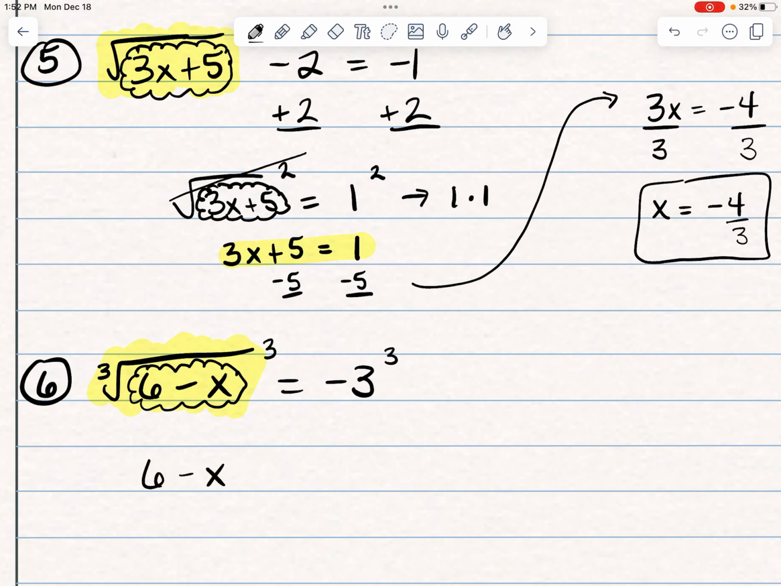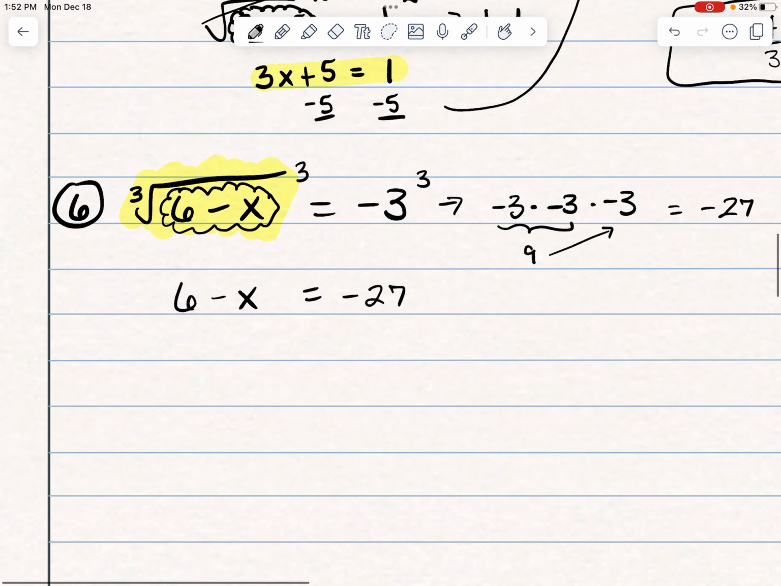So we're going to be left with 6 minus x is equal to negative 3 times negative 3 times negative 3. Negative 3 times negative 3 is a positive 9. Positive 9 times negative 3 is a negative 27. So we end up with a negative 27 as the result for negative 3 raised to the third power.